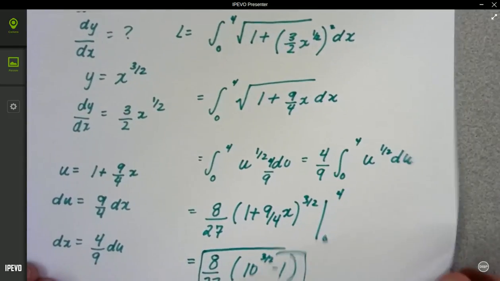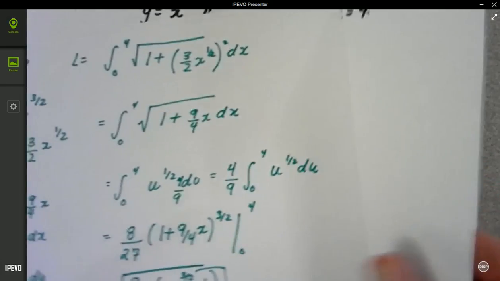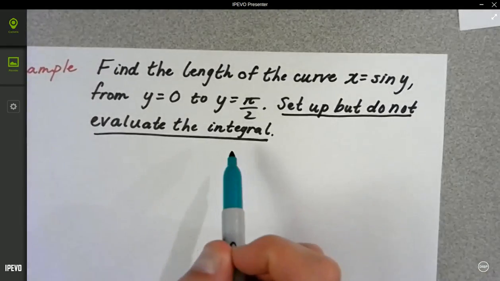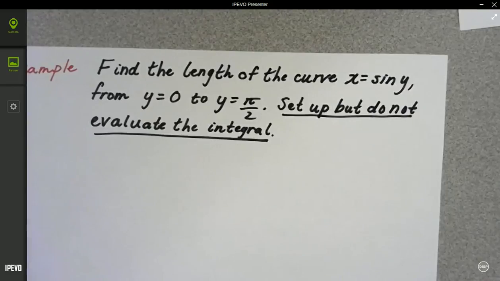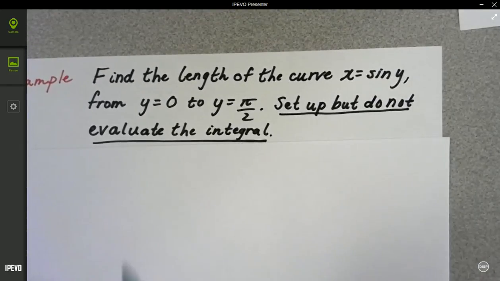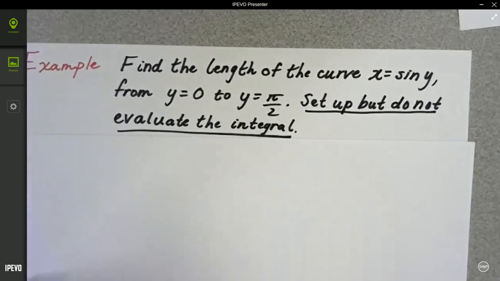That's how the AP will ask you. The second way they ask you is if they tell you to set up but do not evaluate. So here's our second example. We're going to set up but not evaluate the integral. We're going to find the length of the curve x equals sine of y from 0 to pi over 2, and let's set that up. They just want us to set up, not evaluate. So that's another thing that the AP could ask you to do.